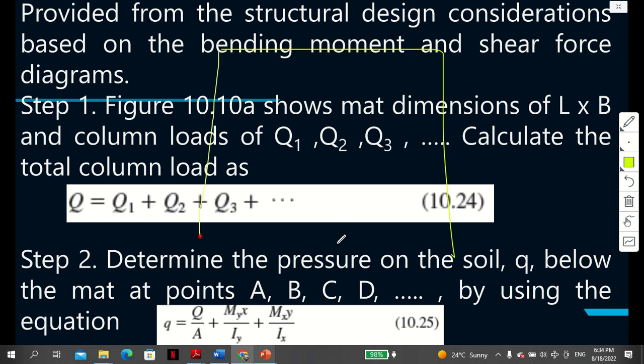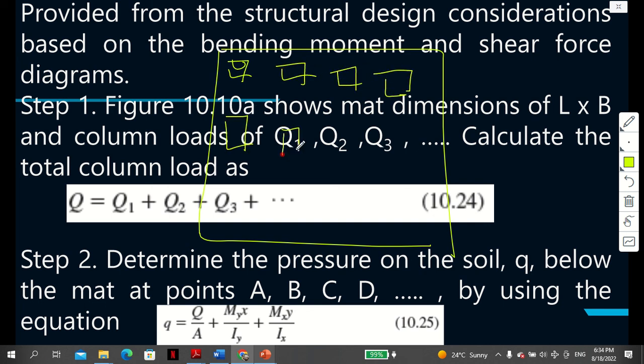So, mat foundation: if this is a footing there, footing there, footing there, and so on, we are bound to have bending in X and Y. So this is what we are saying. That's all we are trying to do there.